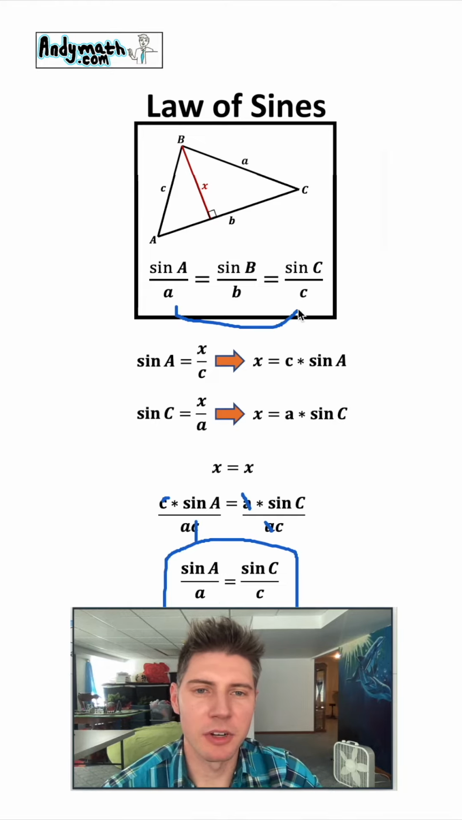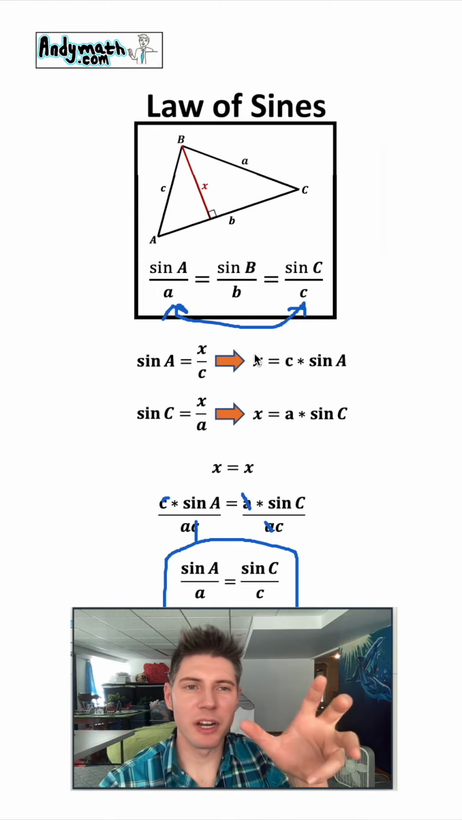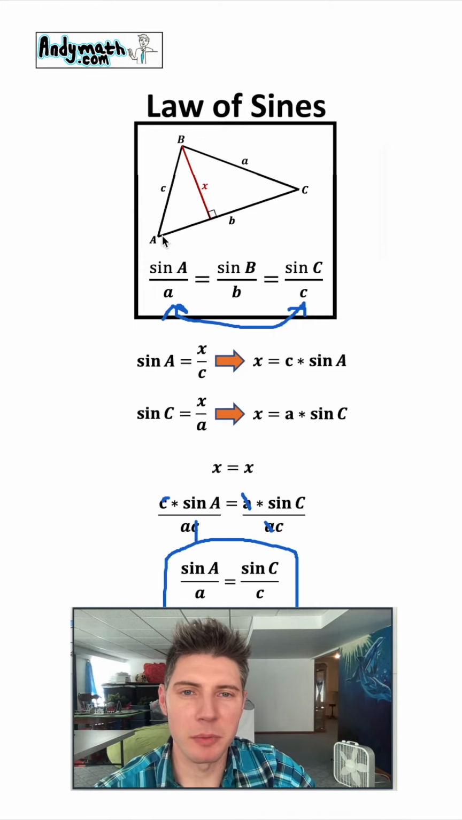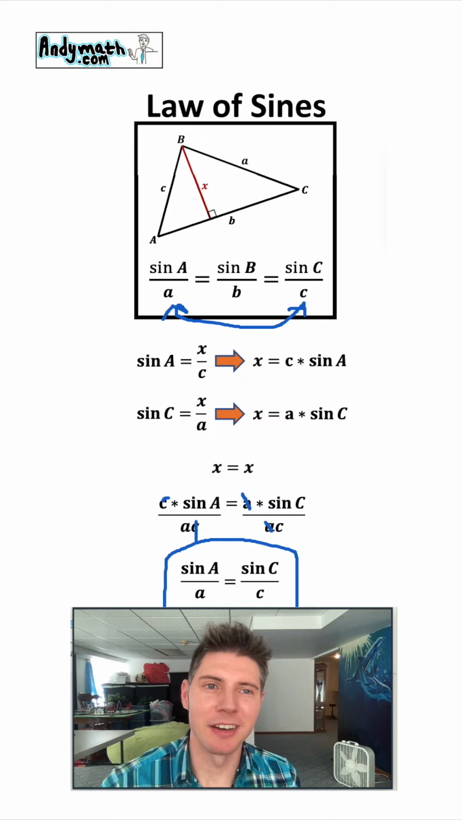And that's these two over here. And to show it for sine b, all we'd have to do is just drop another perpendicular and just do the same thing again. That's how to derive law of sines.